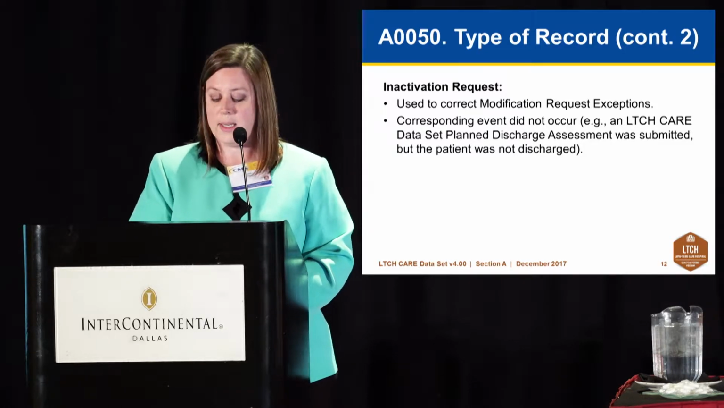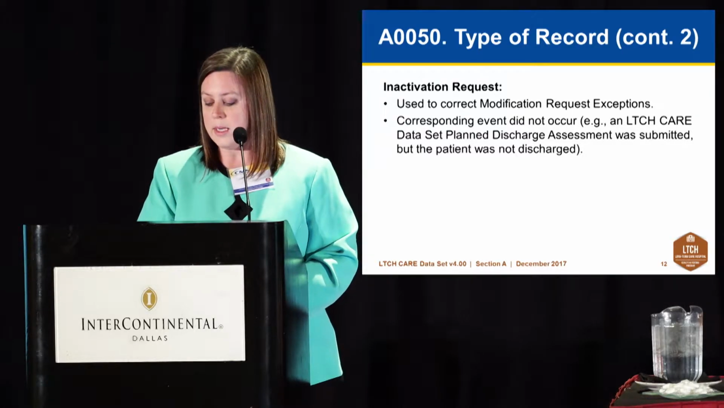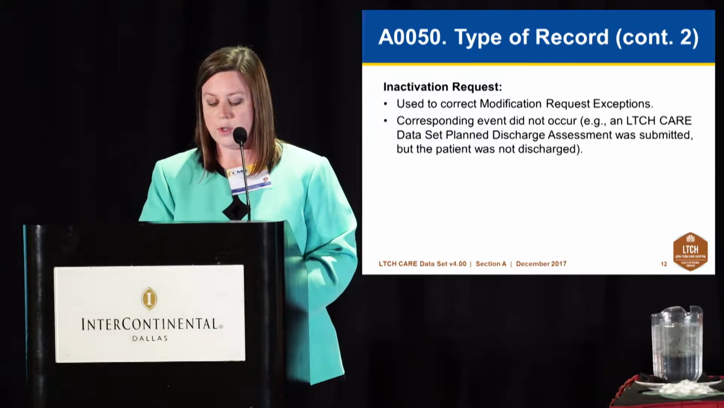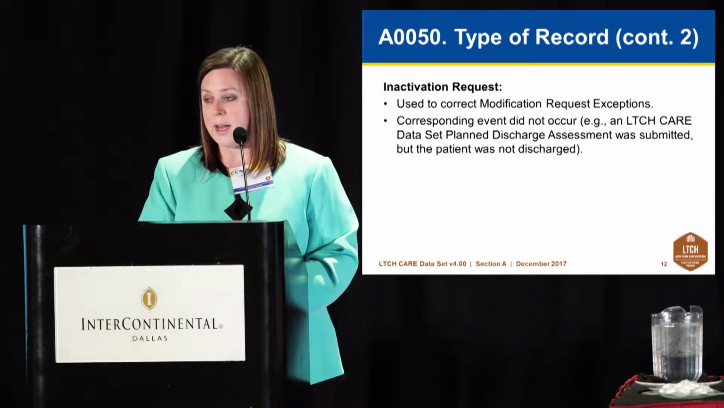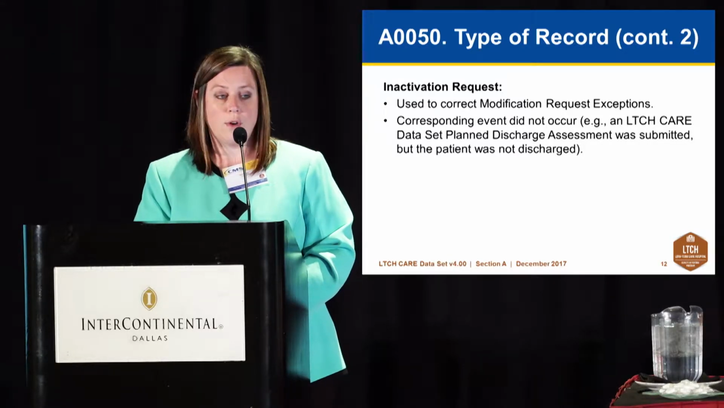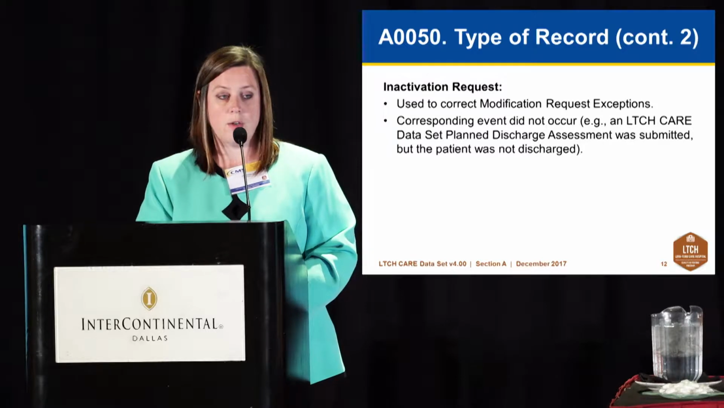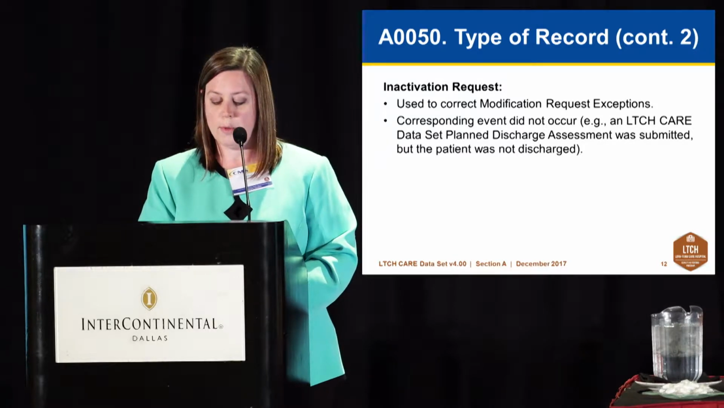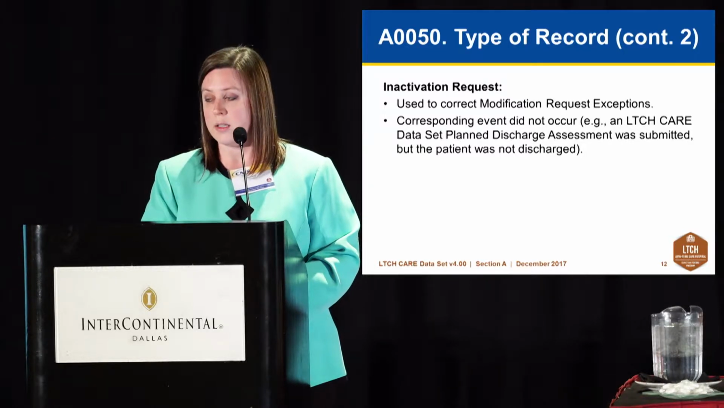If we are requesting an inactivation of a record, we would need to have all of the information from the original submission to submit as part of the inactivation request. All of the values must match the original submission. So for example, if A0600A, Social Security number, was blank on our original submission, we would also leave it blank on the inactivation record.